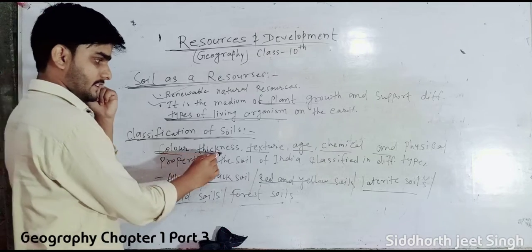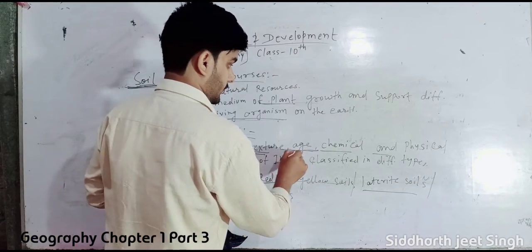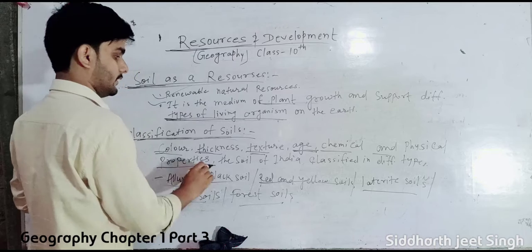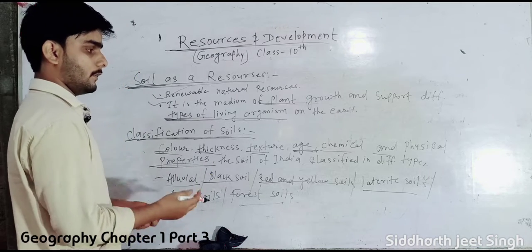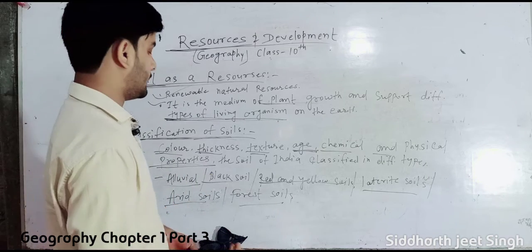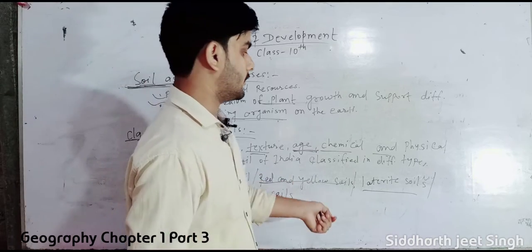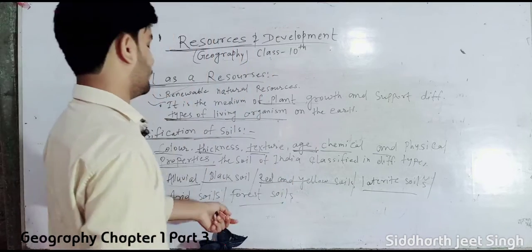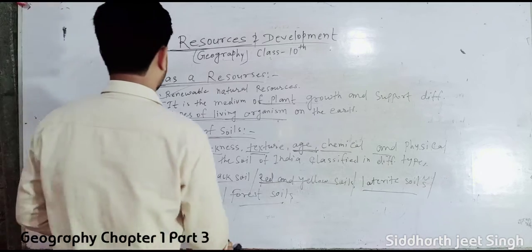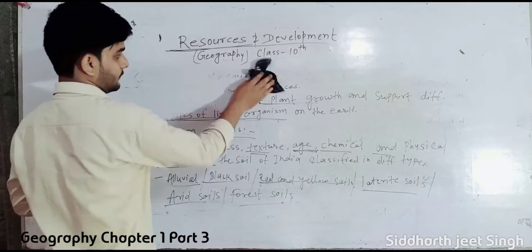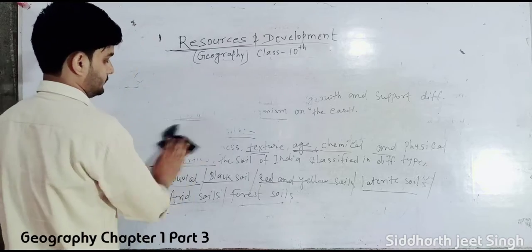So color, thickness, texture, age of soil, and chemical and physical properties. The soil of our country is classified into different types: alluvial soil, black soil, red and yellow soil, laterite soil, arid soil, and forest soil. Then we first discuss what alluvial soil is.